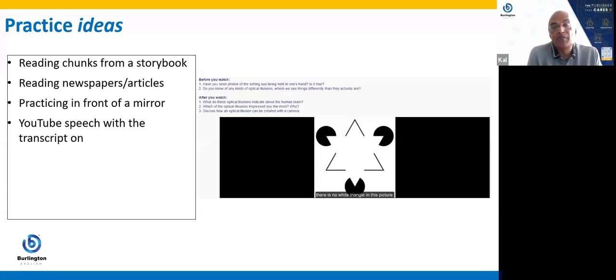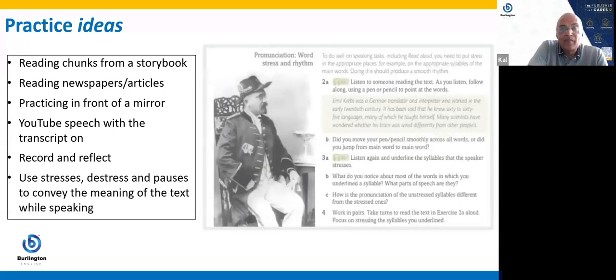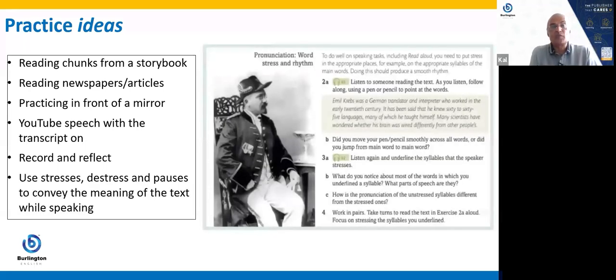So that's really good for them to listen to because they can see it with the subtitles and the transcript on. Obviously, we have a lot of recording devices both within our app, but they can use their mobiles as well. That's the best way to figure out, are they pausing? Are they stressing? Is the stress correct? Are they linking? And the important thing is those stresses and de-stresses.